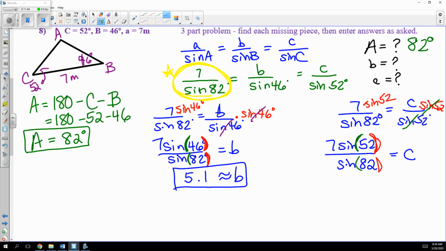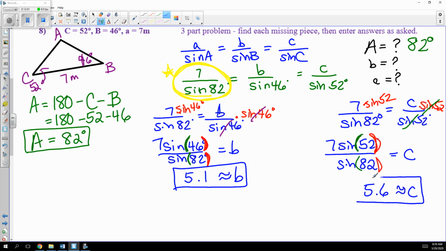And then you're going to type in 7. You don't have to type the times sign if you don't want, but 7 sine 52, close the parentheses, divided by sine 82, and then close parentheses, and that should give you 5.6.